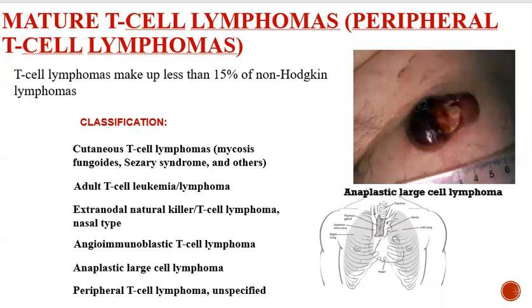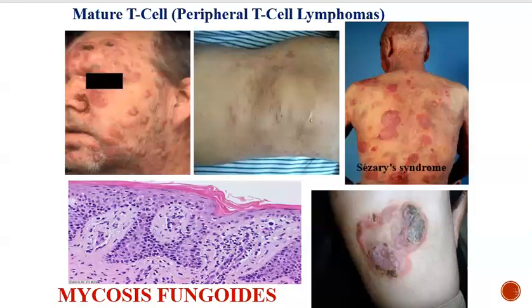Peripheral T-cell lymphomas are neoplasms of post-thymic T-cells, and these include relatively indolent disorders such as mycosis fungoides and CD30 cutaneous lymphoproliferative disorders. But most patients diagnosed with peripheral T-cell lymphoma have an aggressive neoplasm. Peripheral T-cell lymphomas represent 50% of all non-Hodgkin lymphomas.